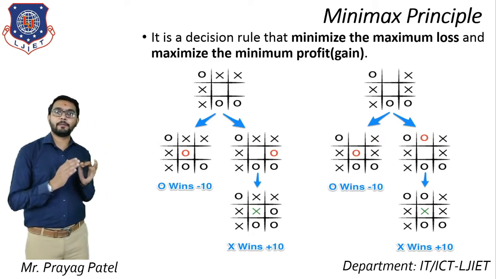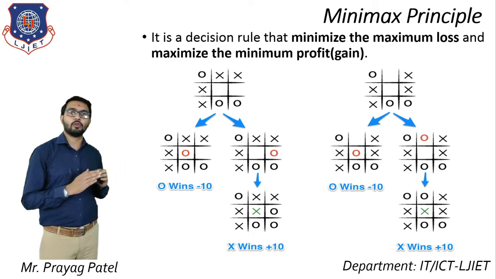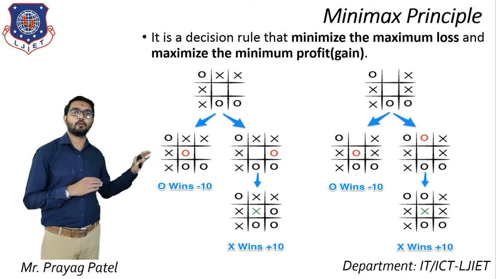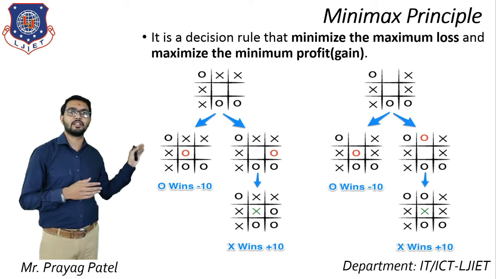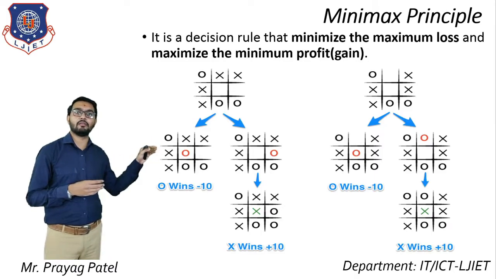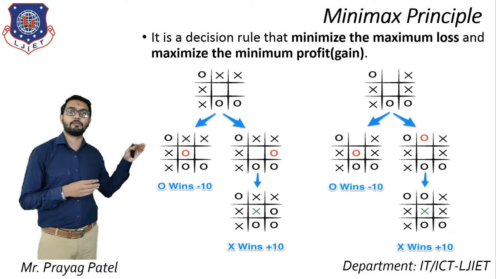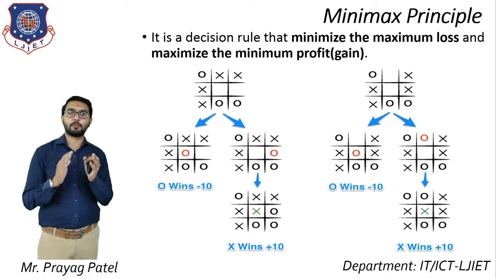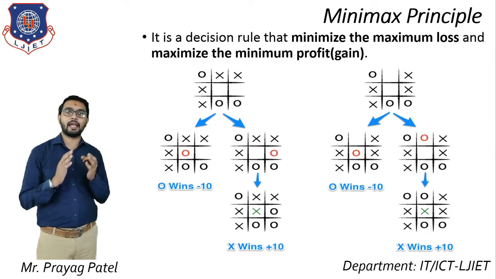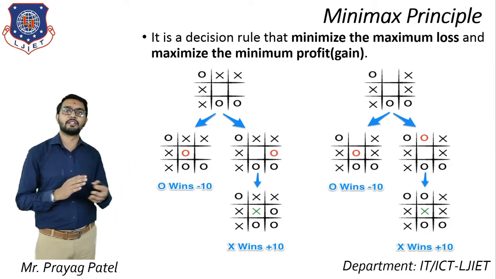Now if the next player is 0, then the 0 player has two ways to put the 0. These two ways are your next step. After that, consider the second step. Here, consider the first possibility as a 0 winning possibility, and assign the point as -10, because the situation is winning for the X or cross.